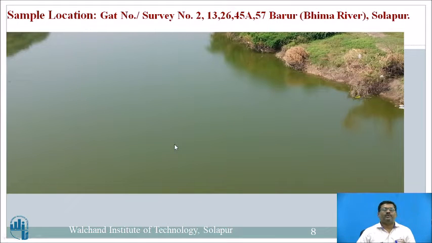Now, let us go to one more location, that is the village Barur. The survey numbers are 213, 26, 45A and 57 on the same Bhima River, and it is far away from the houses also.